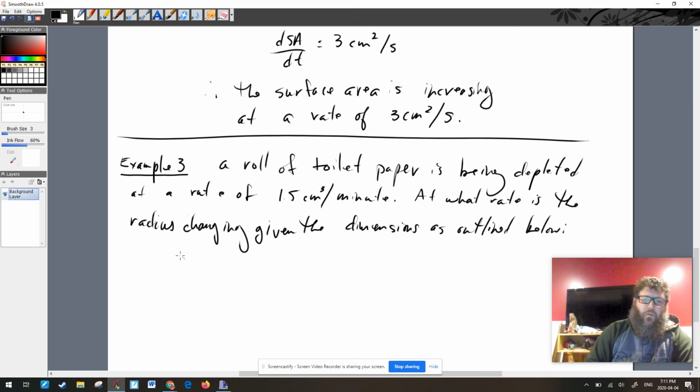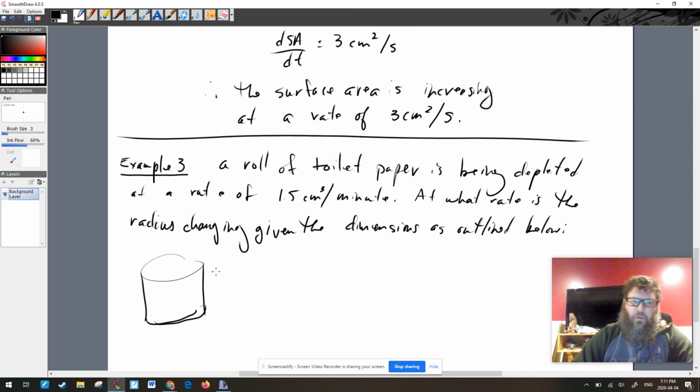Okay, and so here we go. We've got a toilet paper. We're going to assume that this is a magical toilet paper that has no hole in the middle. It's just a solid toilet paper. The height of this roll is going to be 14 centimeters. And at this particular juncture, the diameter, this is one of the mega rolls, is 16 centimeters. So I know all of that information.